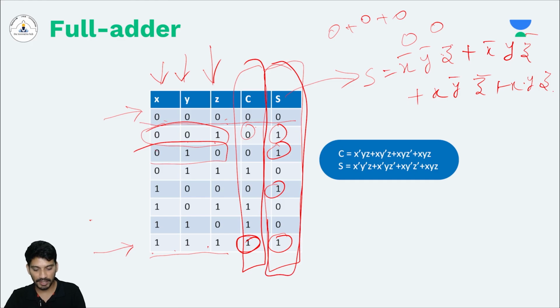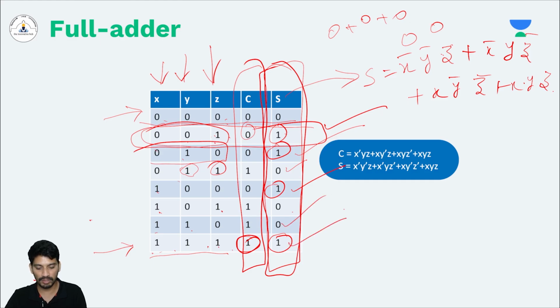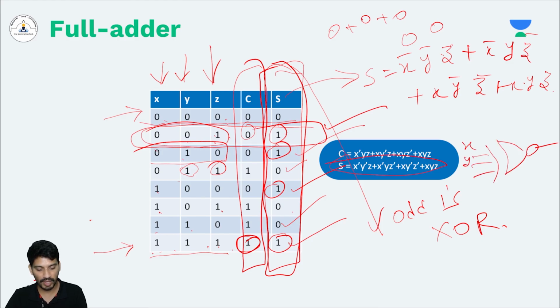You see there is a pattern here. What is the pattern? S is 1 whenever an odd number of ones is present in the inputs. In this case, the number of ones is 1, so S is 1. In this case, the number of ones is 1, so S is 1. In this case, the number of ones is 2, so S is 0. Similarly, 1 one, S is 1; 2 ones, S is 0; 2 ones, S is 0; 3 ones, S is 1. So, what is the gate that represents an odd number of ones? That is an XOR gate. So, S can be obtained by a 3 input XOR gate with X, Y, Z.